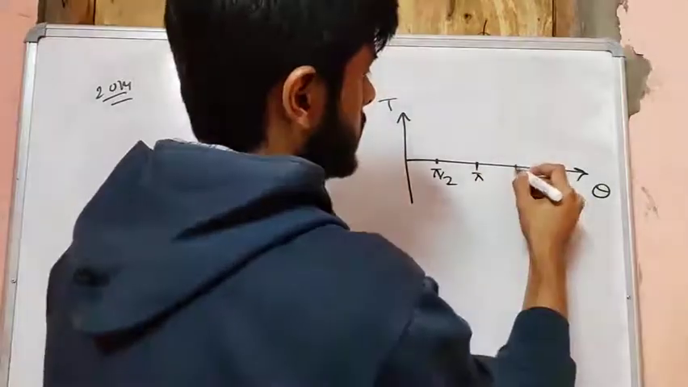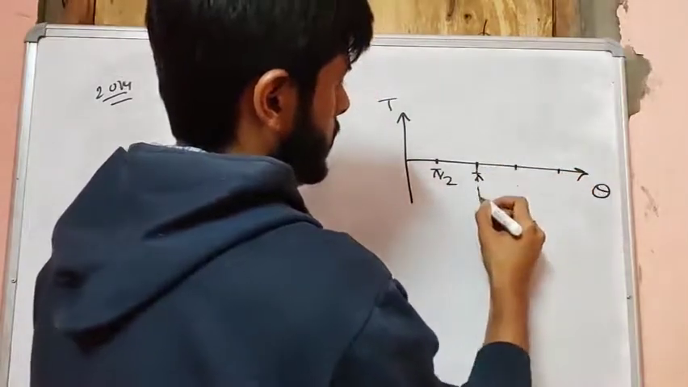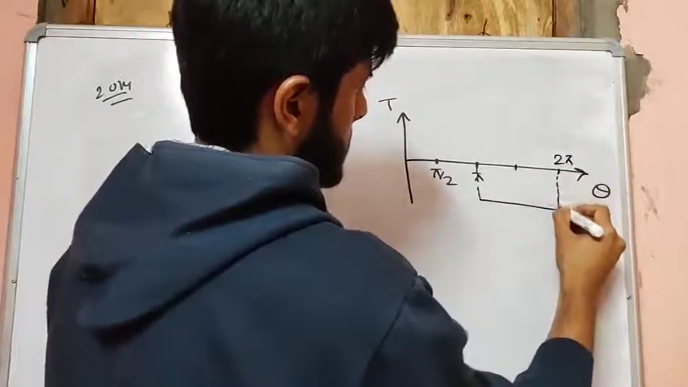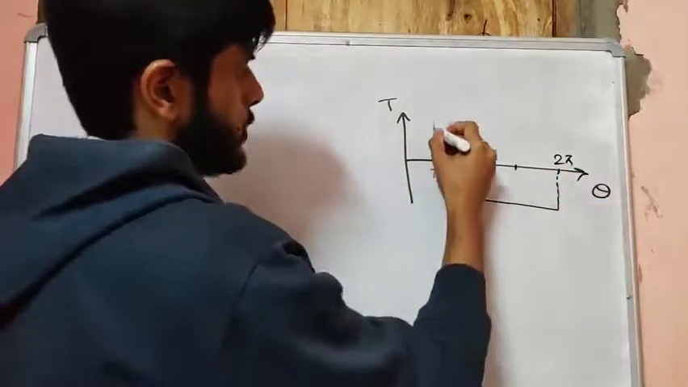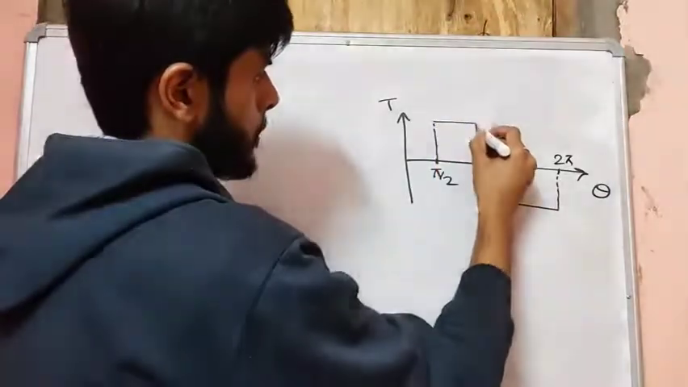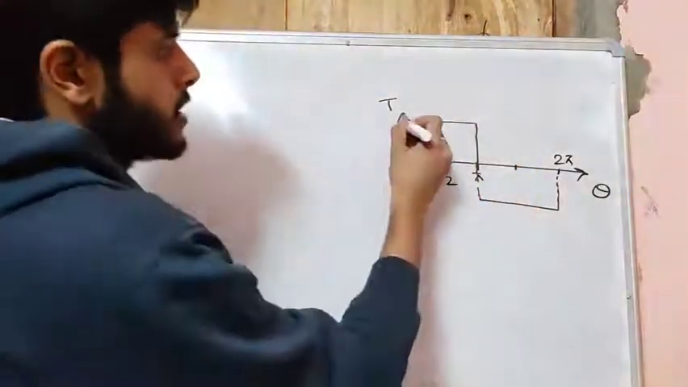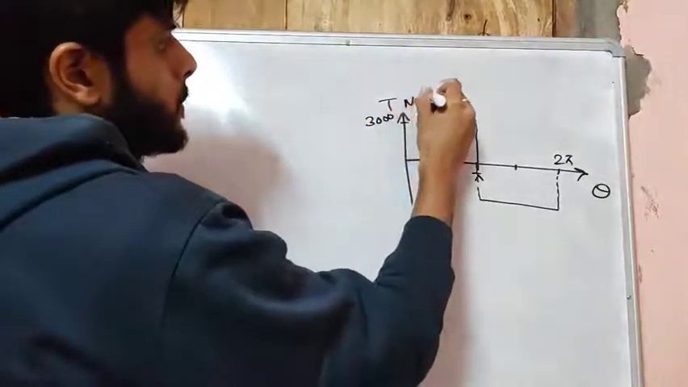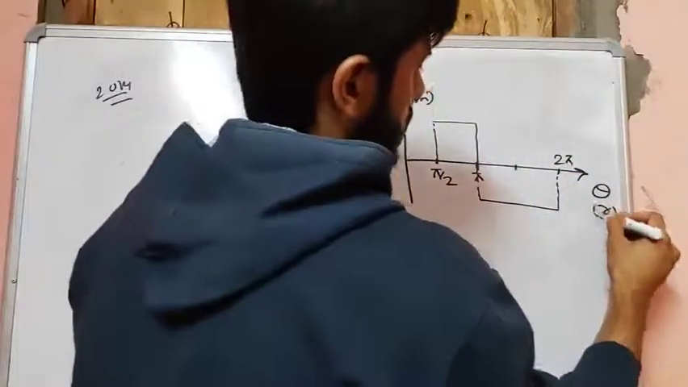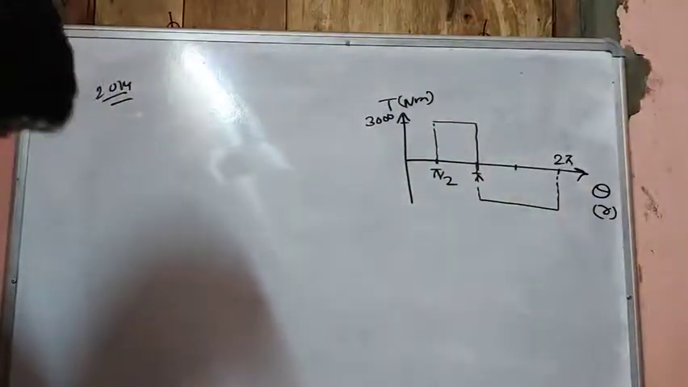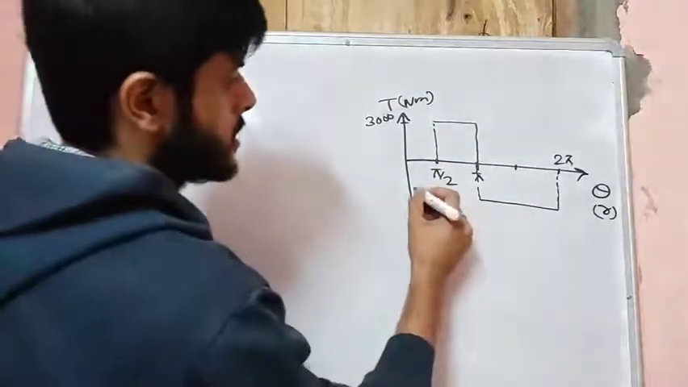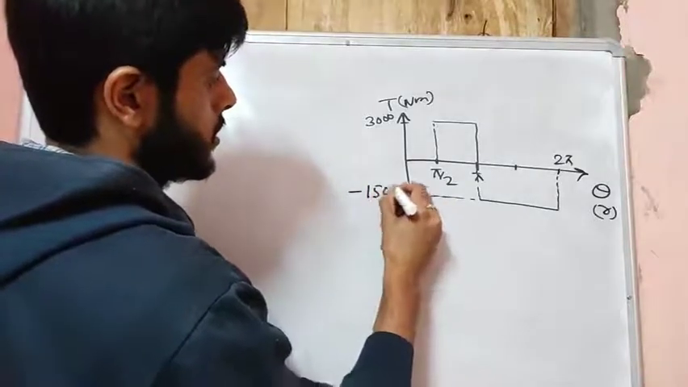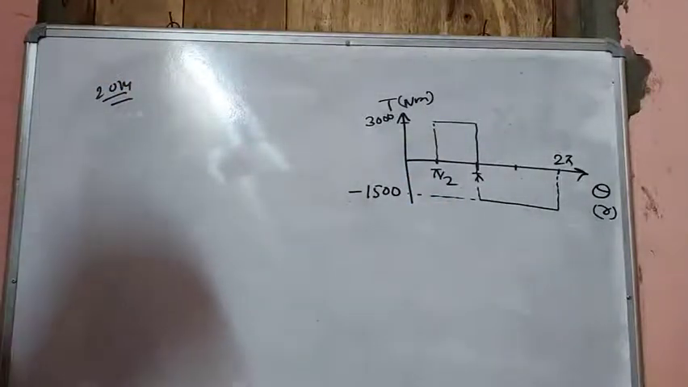And 3 pi by 2, 2 pi. This is 2 pi. And from pi by 2 to pi we have... Okay, so this is the turning moment diagram. This point is 3000 Newton meter and this is in radians. Okay, units are given as radians and Newton meter. And this is minus 1500. This is minus 1500. So this is the turning moment diagram that is given in the question.